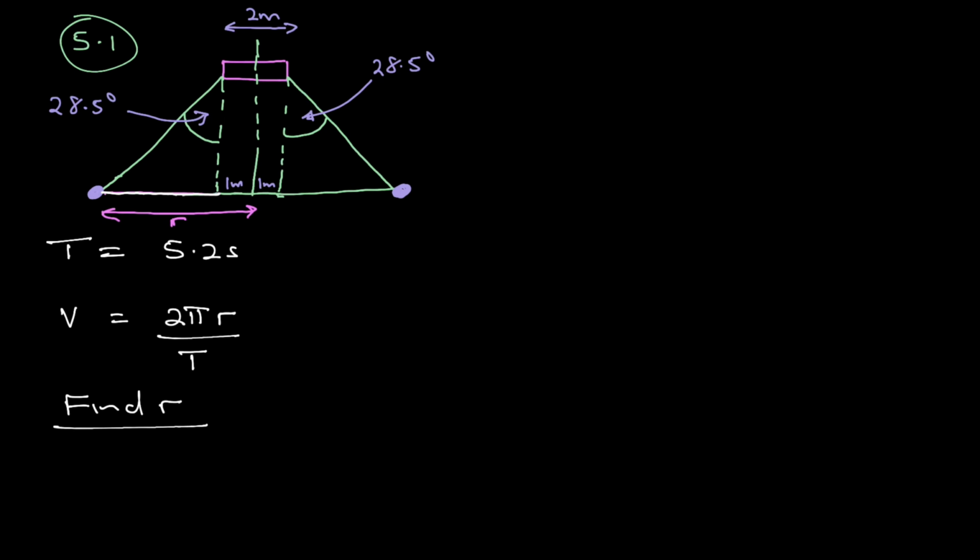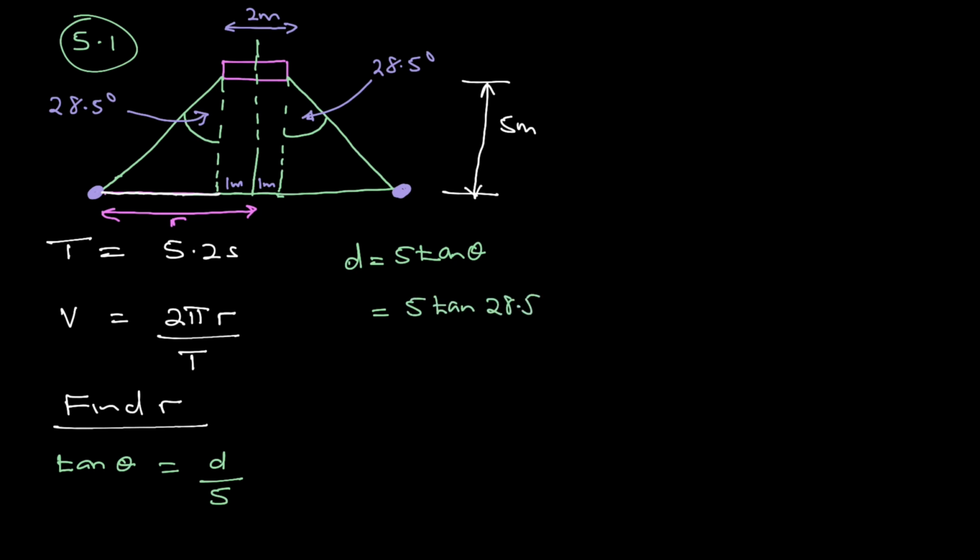So we can use tan of an angle theta. This angle here is opposite over adjacent. We know the height here. The height is 5 meters, from there to there. Then we write tan theta, which is opposite over adjacent, and the opposite is what we're looking for. Let's call that D over 5, and that implies that D will be equal to 5 tan theta, and we know theta is 28.5, so that'll be 5 tan 28.5. That's D.